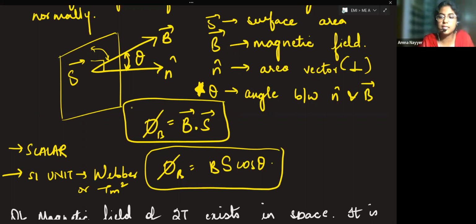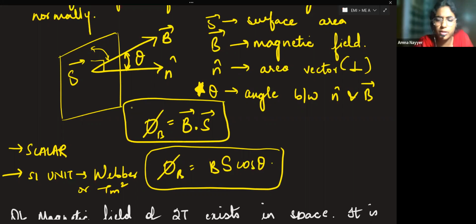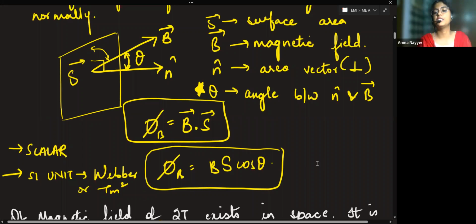Ma'am, instead of S, can we use A for surface area? Yes, take A if you're comfortable with A, because in schools you are habituated to using A. You can use anything, but area should be considered. It's not about the variables, because for area you don't have a specific variable. Magnetic field is denoted by capital B, so you have to use B. Flux is denoted by this symbol phi, this Greek letter. But surface area has no specific symbol, so you can write A, B, C, D, whatever you wish.